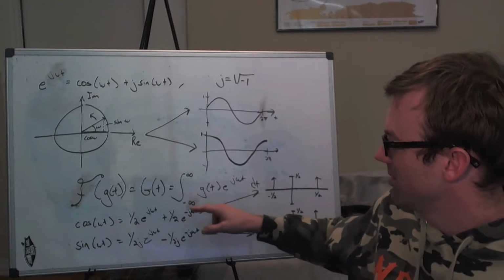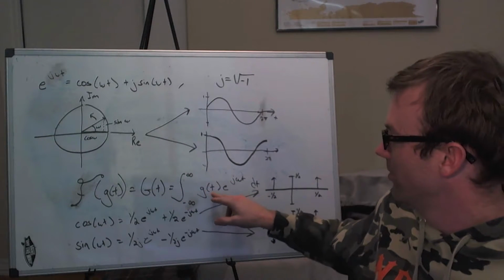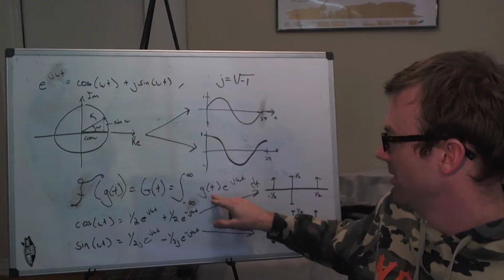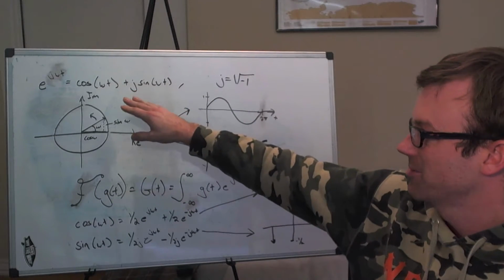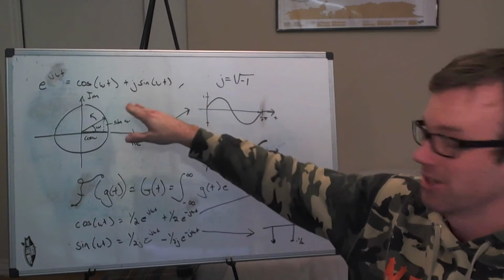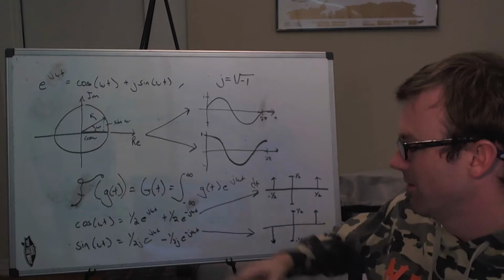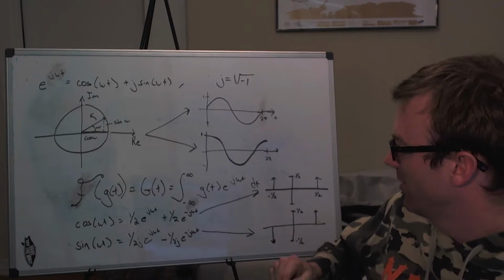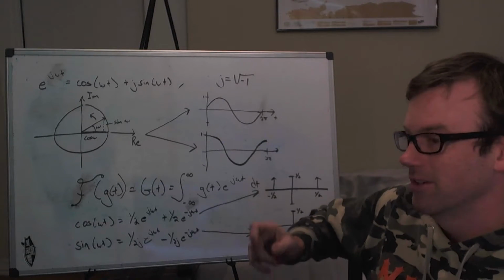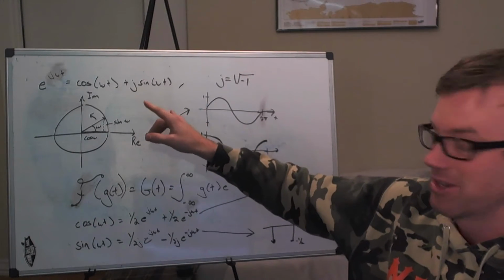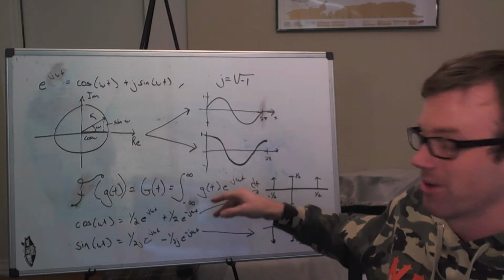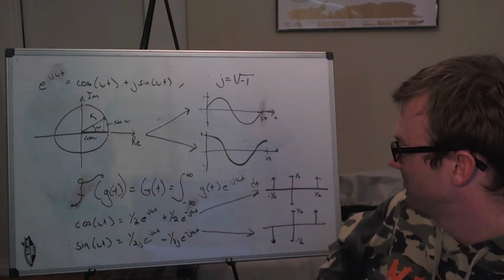Big G of t is equal to the integral over little g of t times this complex exponent that is representing cosine and sine components of the signal. So basically we're looking over your whole signal to figure out what are the frequency components in terms of sine and cosine, and how much are they represented in your final signal.